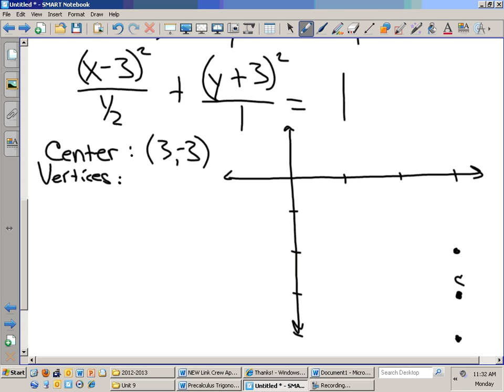What are the locations of the vertices? 3, negative 2, and 3, negative 4. Very good. What's the length of the major axis? 2. 1 unit in each direction.